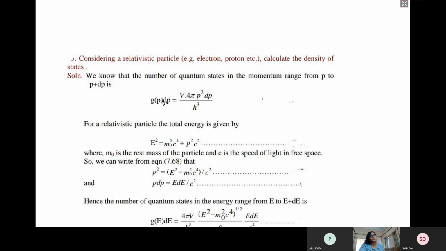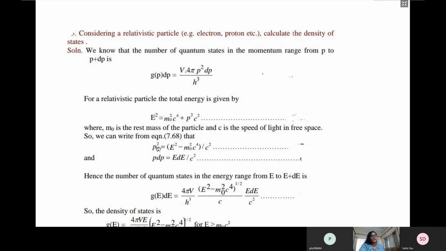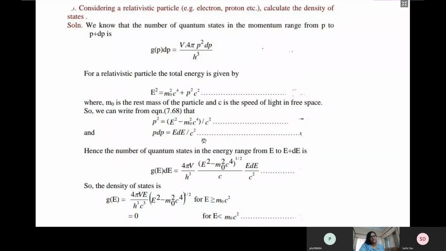Earlier we calculated the density of states for free particles, and we took the energy E equals P square by twice m. So for the free particle, it was P square by twice m. But whenever you are considering the relativistic case, then E square equals m naught square c to the power 4 plus P square c square. So the density of states in the momentum formula, that is G(P) dP equals V into 4 pi P square dP by h cube. You write P square equals E square minus m naught square c to the power 4 divided by c square. So P dP becomes E dE divided by c square.